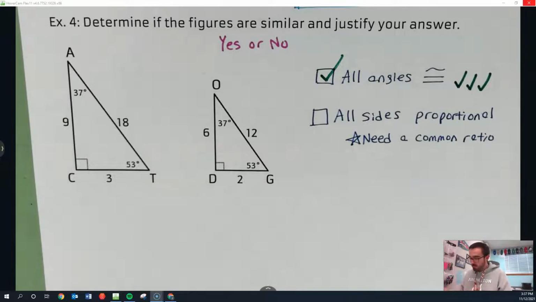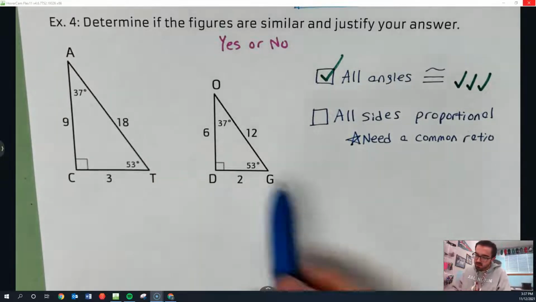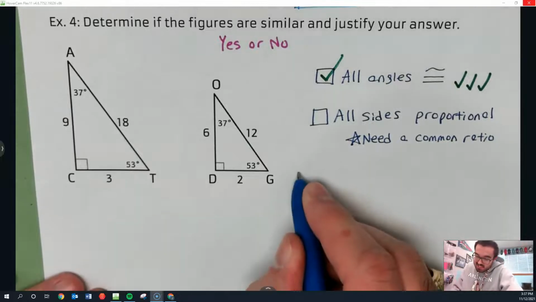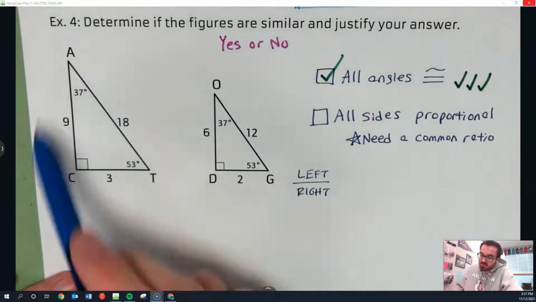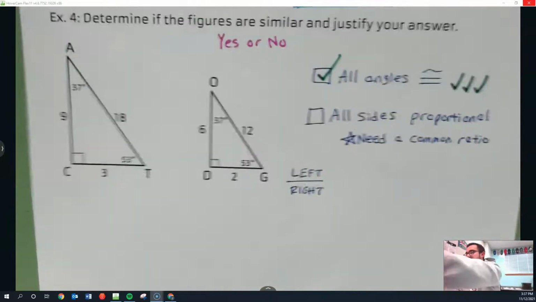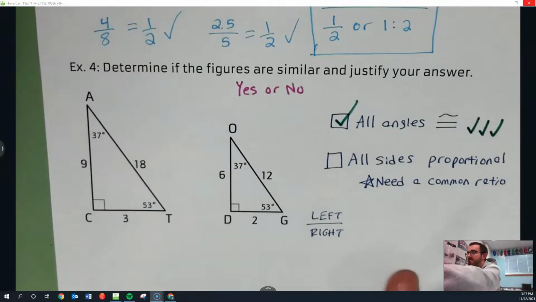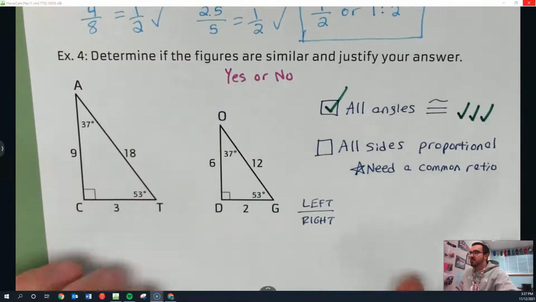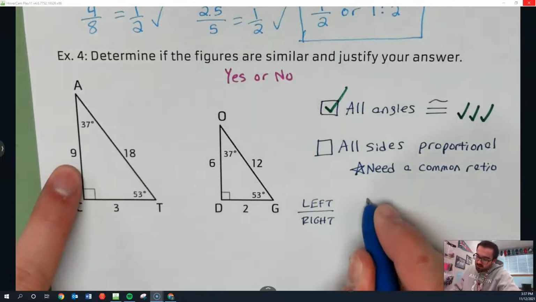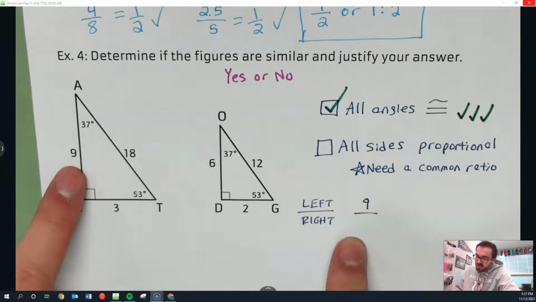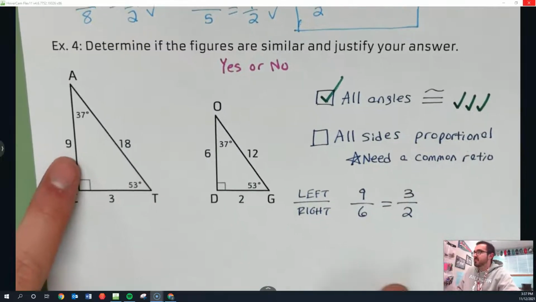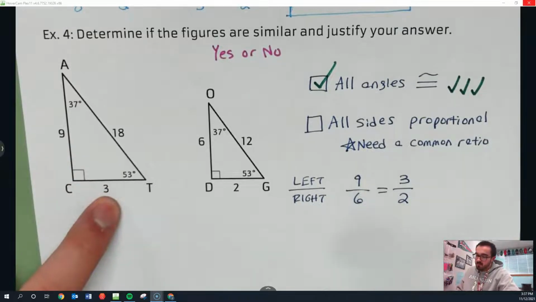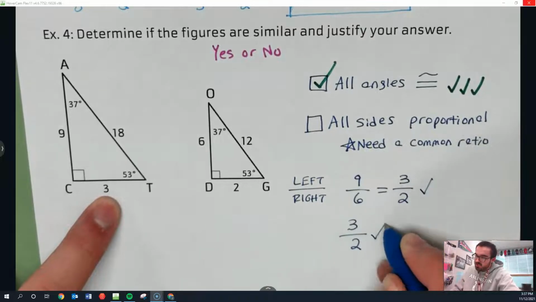So here we're going to do the common ratio thing again. Let's just do left to right. It doesn't give us an order here, so let's just do left over right. Let's pick a side number that is on the left triangle. On the left triangle, pick any of these numbers. Let's pick 9, and then whatever matches it on the right. 9 matches 6. 9 over 6 would reduce to 3 halves. What about 3? 3 over 2, okay, it already reduces to 3 over 2, so those match so far.